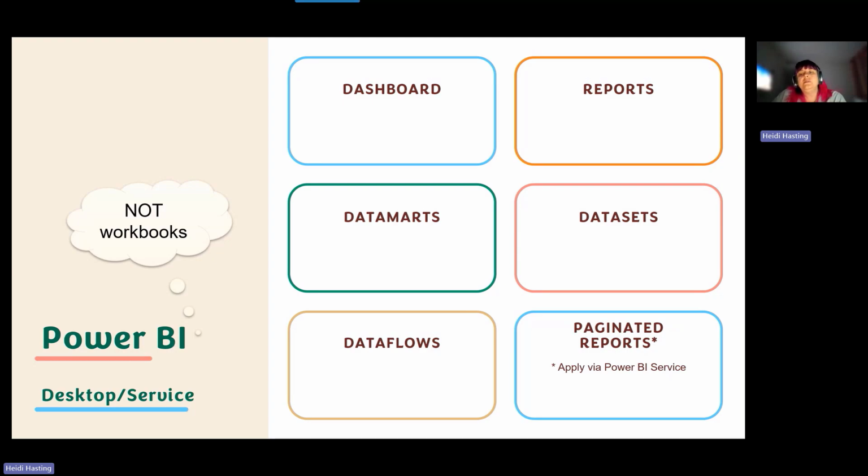Now, with paginated reports, the reason I put a little asterisk there is because with all the others, with the exception of dashboard and data mart, you can do them within Power BI Desktop. Paginated reports, even though it has the Power BI Report Builder or Visual Studio, whichever one you're using, you can't actually apply a sensitivity label from either of those interfaces. So you actually have to publish the report to the service and then go into the settings and modify the label from there.